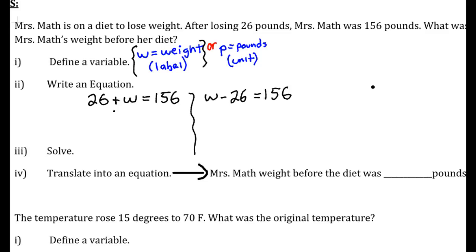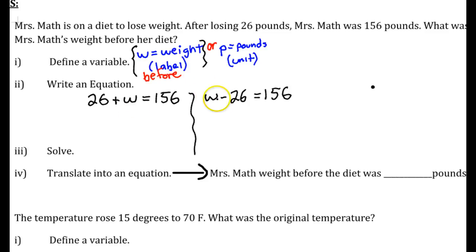Now, why did we come up with two different equations? And you can see already why it's so important to actually know what your variable is. What does W stand for? It's the weight, but which weight? It's before the diet or after the diet? Before. Okay, so that is important.